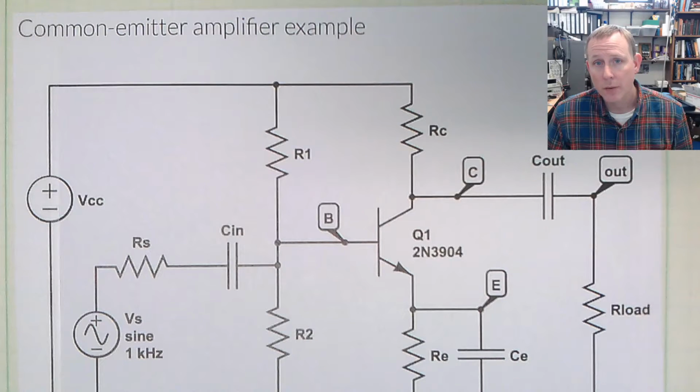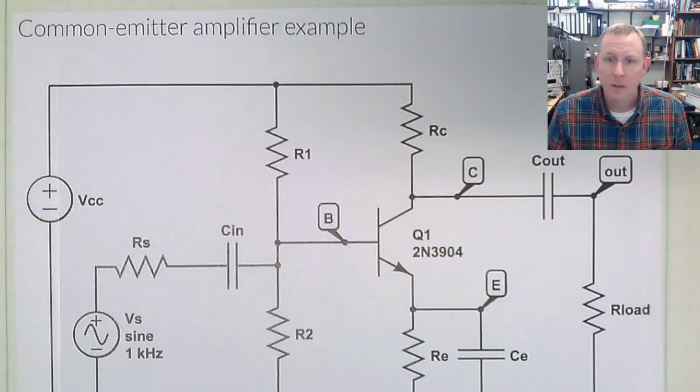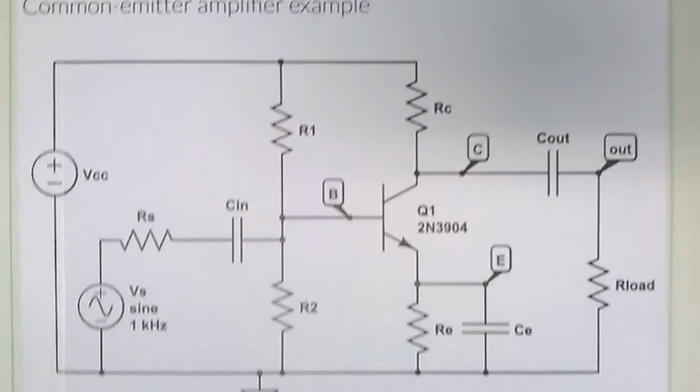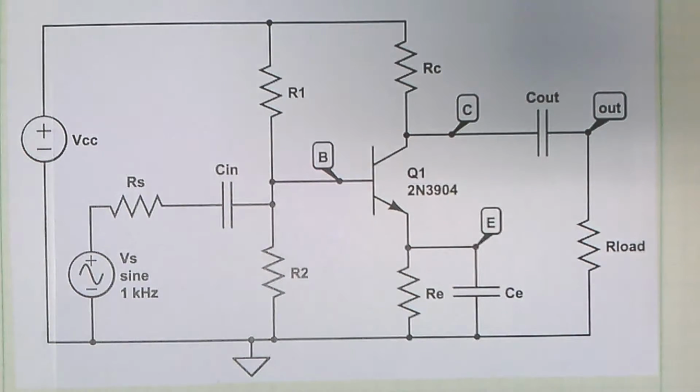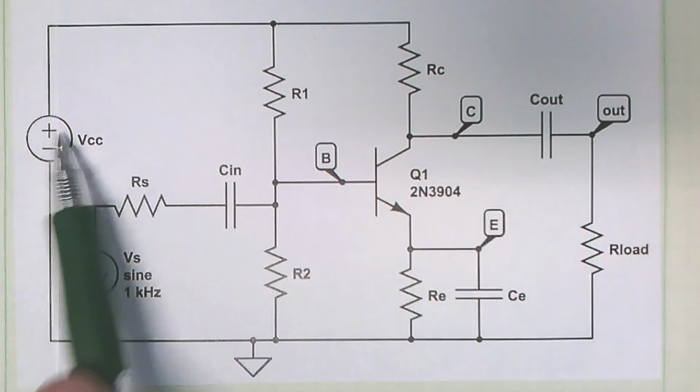I'm going to give a quick walkthrough using this common emitter amplifier to show amplifier terms that we use for analyzing them for small signals. All right, so we have this common emitter amplifier here. We have our power supply. This is all symbolic for now.